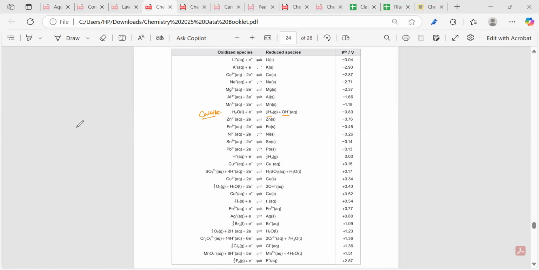In reduction terms, cathode. And this is the anode reaction of water. Have you written it? Anode, where oxygen is there and H+ is there. Understood? I've underlined it. This is section 19.